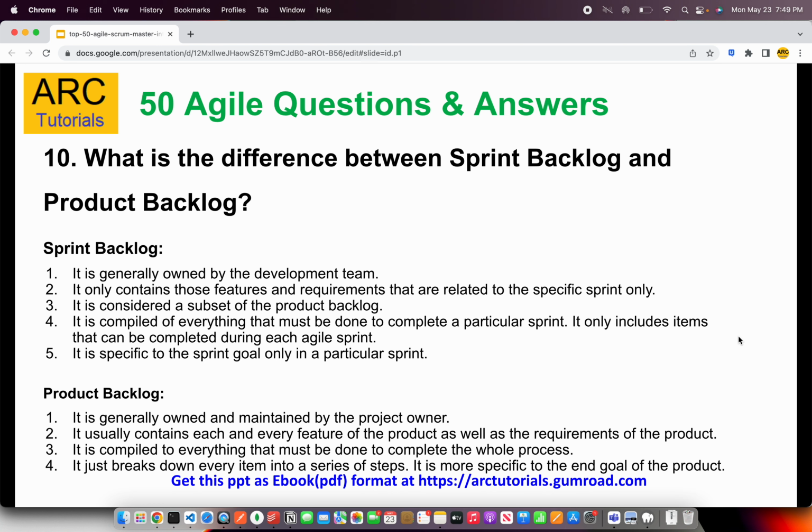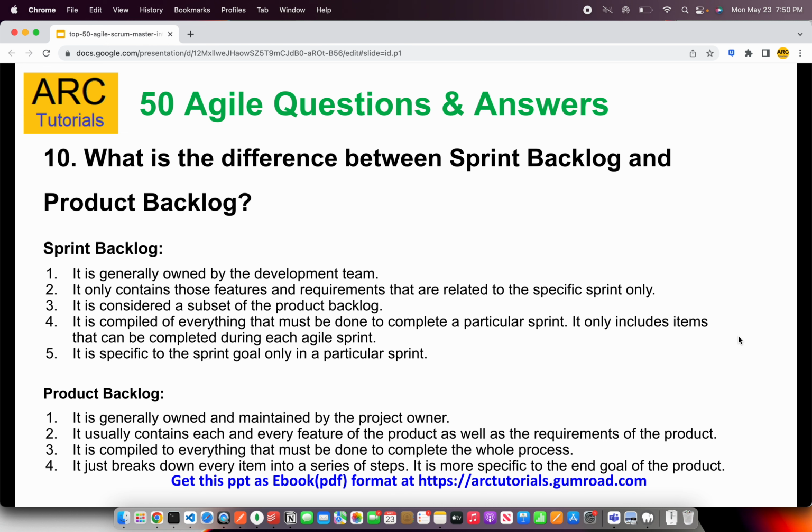Now, the last question for today is what is the difference between sprint backlog and product backlog? Sprint backlog is generally owned by the development team. It only contains those features and requirements that are related to a specific sprint only. It is considered to be a subset of the product backlog. It is compiled of everything that must be done in a given particular sprint. So think of it that any stories that you add to be completed in a particular sprint, that is called your sprint backlog.